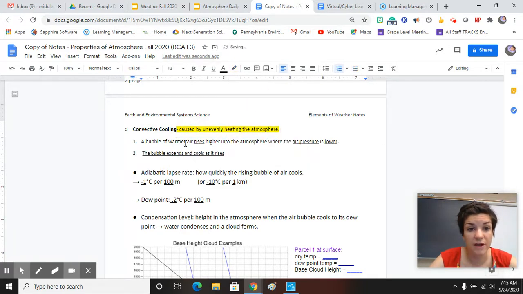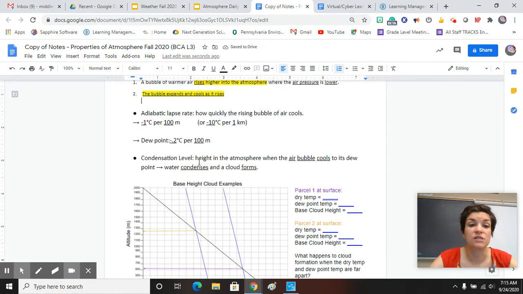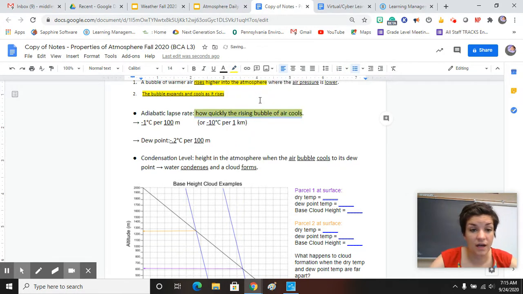The bubble of warm air rises higher into the atmosphere where the pressure is lower. The bubble expands and cools as it rises. That whole thing's underlined, so we probably should highlight it. And then this is something that you need to be aware of, but you don't have to memorize. The adiabatic lapse rate, that vocab word, is how quickly the rising bubble of air cools. So dry air cools at a constant rate.